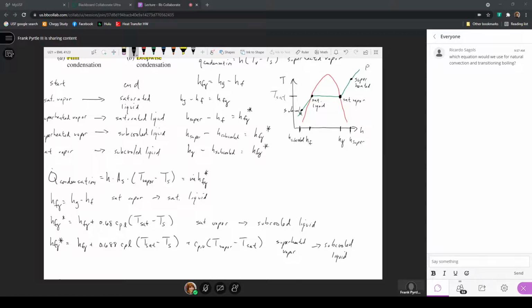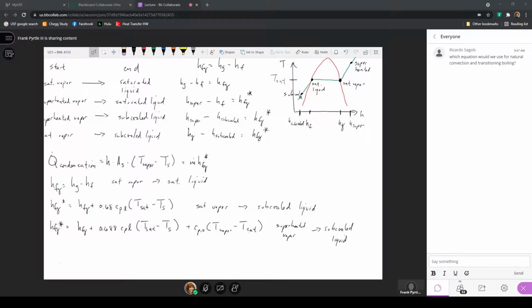So this is the specific heat of the vapor phase, because it's all vapor out here to the right of the saturation dome. And this temperature difference is the temperature of the vapor minus the saturation temperature. So this last term describes that enthalpy change from superheated to saturated. The second term is from saturated liquid to subcooled liquid. And the first term is just saturated vapor to saturated liquid.